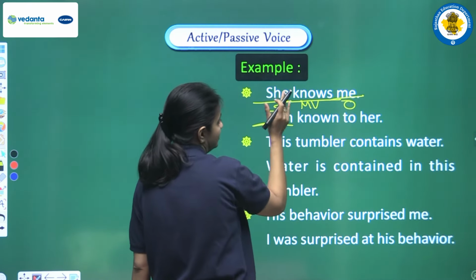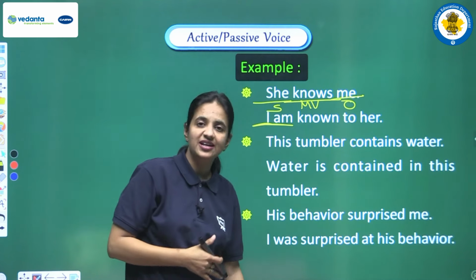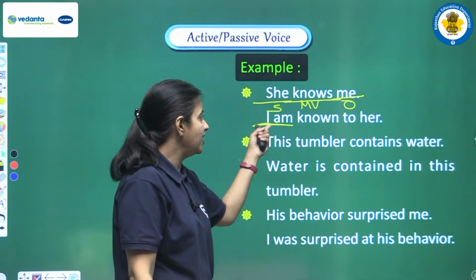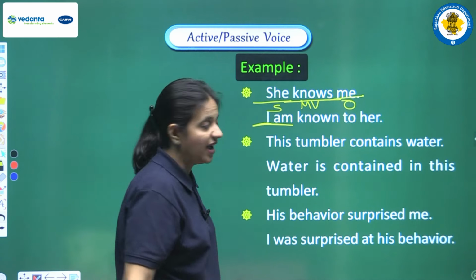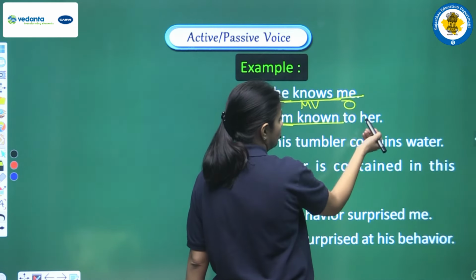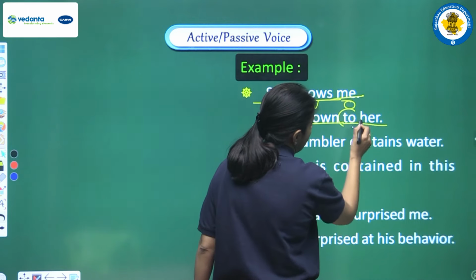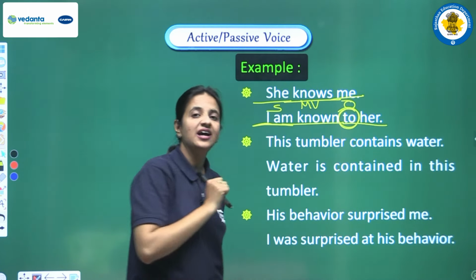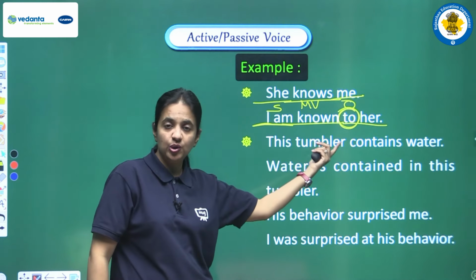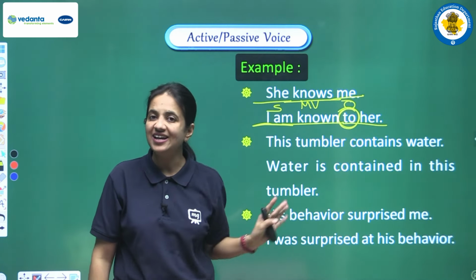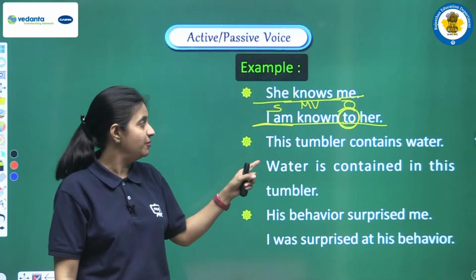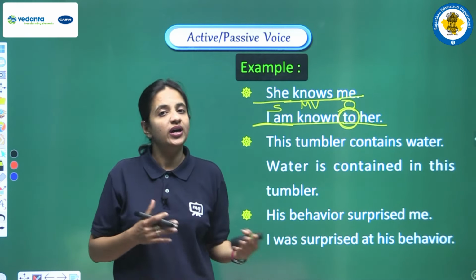Next, we add the helping verb. In present simple tense, we have to use is, are or am. When we have I, obviously we will use am, right? After that we write the third form of the main verb. She becomes her, and here, in place of by, what have we written? We have written to. Why? Because when we have known, after it we don't use by. We have to use to here, and the passive voice will be: I am known to her.